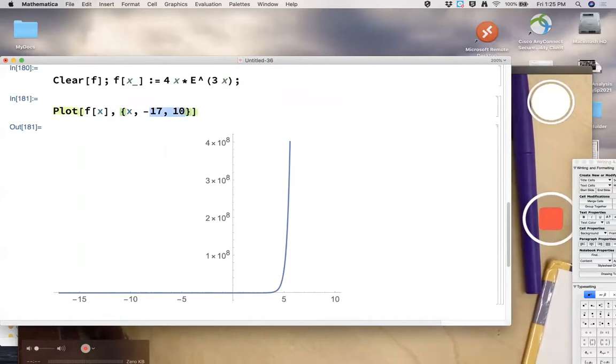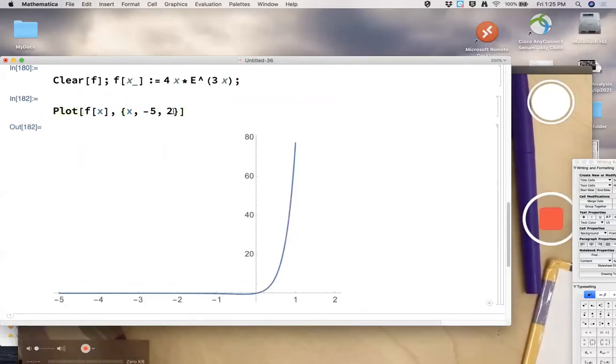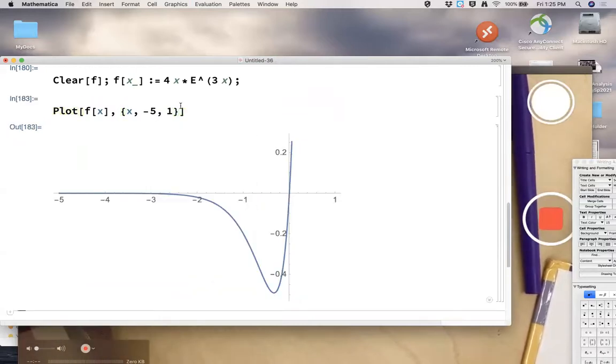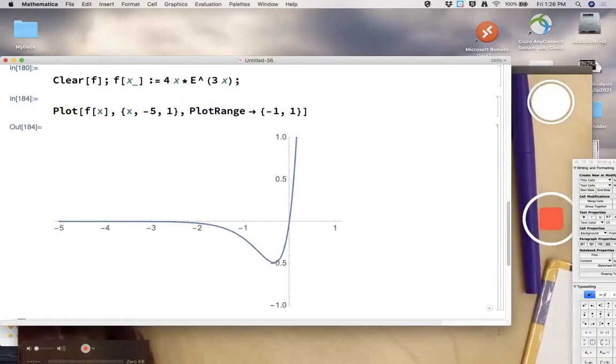Oh, how about negative 5 to 2? Let's try that. It still goes up pretty high. How about negative 5 to 1? There we're seeing it a little bit better. I can modify the plot range here. Negative 1 to 1, say, just to see how it affects things. Maybe change this to a negative 3.